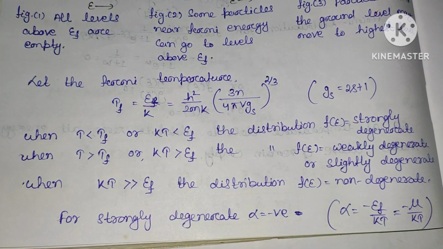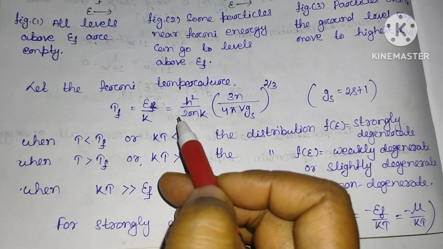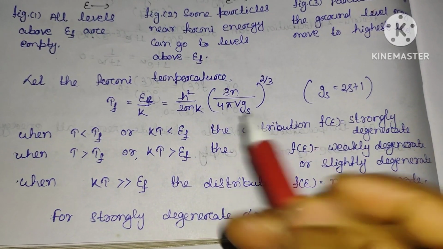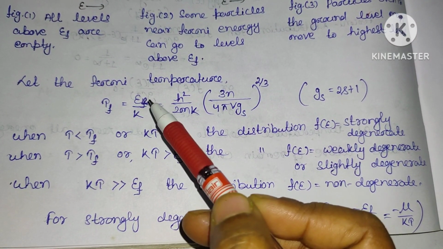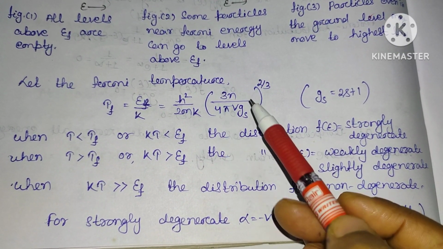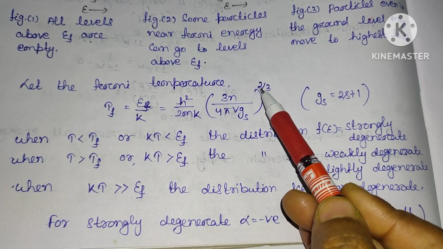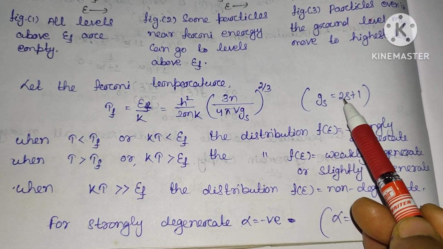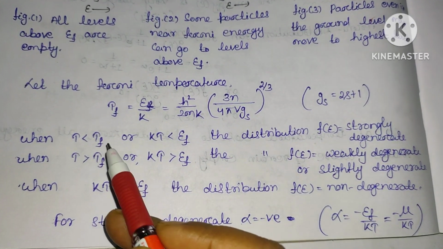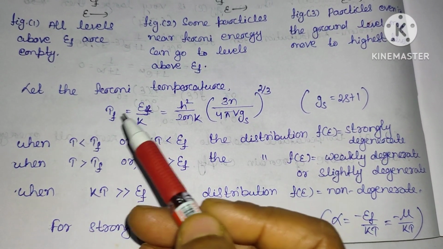Previously we calculated that the Fermi temperature TF equals EF by k, which equals h square divided by 2mk into (3n by 4 pi gs) whole power 2 by 3, where gs represents 2s plus 1, where s is your spin. Here, when T is less than TF, we have already calculated this in the previous class.